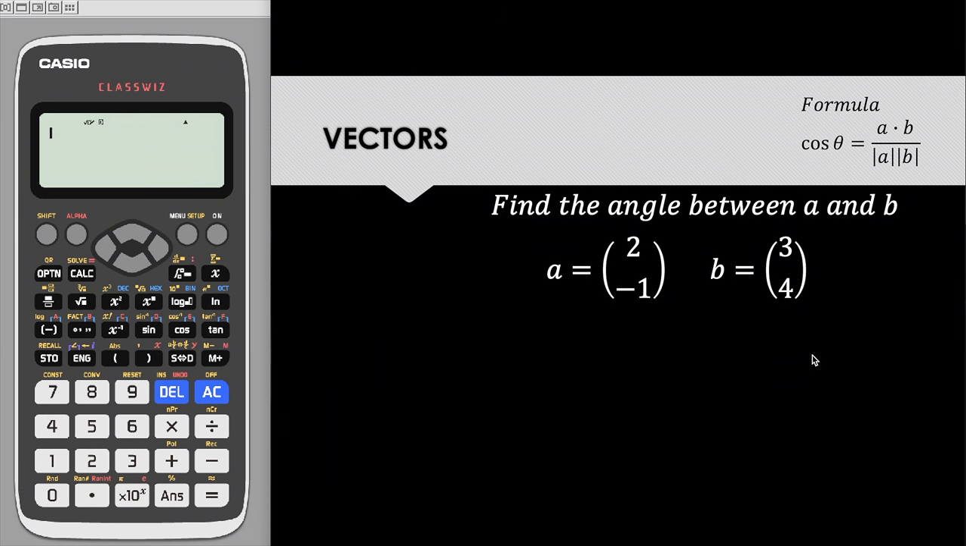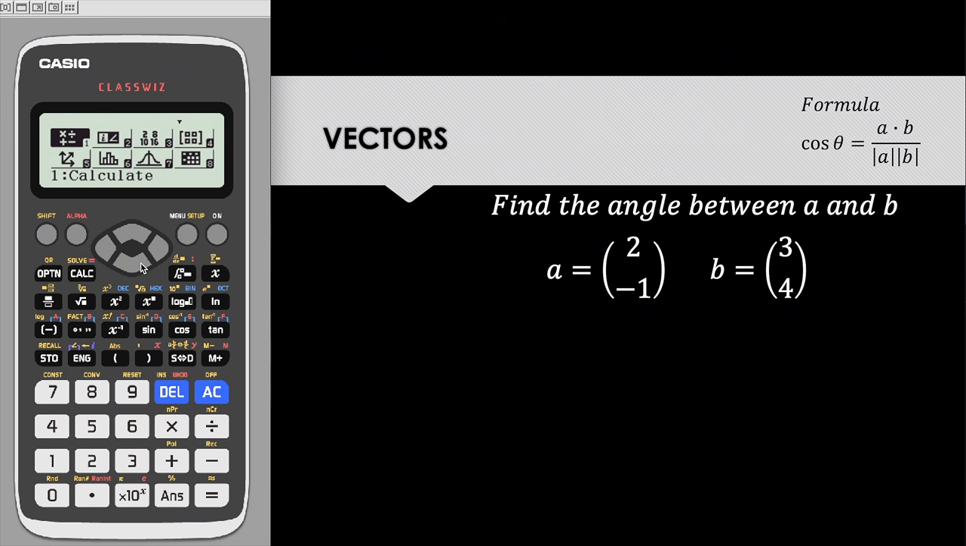So the next type of question you may come across is a vectors question, where you have to find the angle between 2 vectors. Now, there is a formula for this, which is cos theta equals the dot product of both of your vectors all over the product of the magnitudes of both of the vectors. And I'm going to show you a step-by-step process of how you can do all of these calculations straight from your calculator. So the first thing we need to do is go to menu.